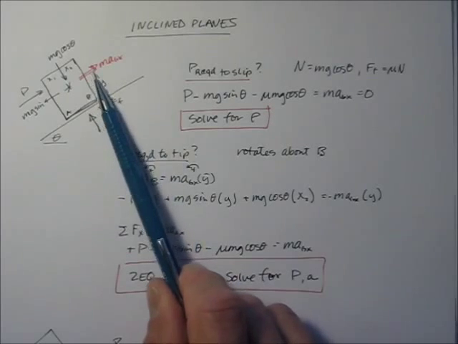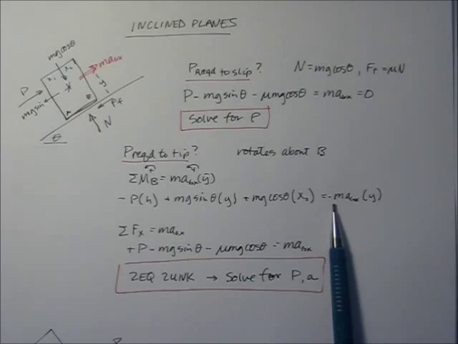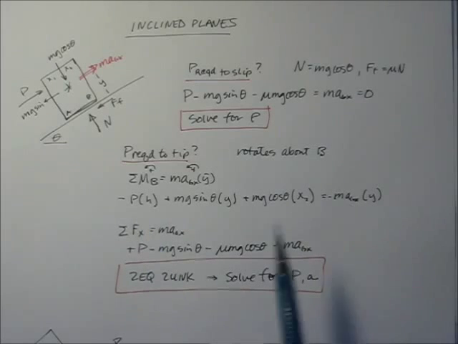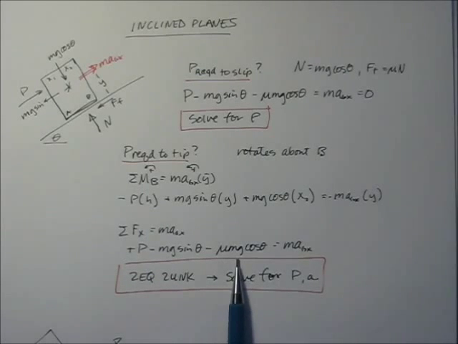Now that vector is going in that direction, which is going to be negative. Actually, we can't solve this for anything yet because we don't know the P required and we don't know the acceleration. So we're going to have to do a sum of the forces in the x direction. And we can see that P minus mg sine theta minus mu mg cosine theta is equal to m a_x. Two equations, two unknowns, and we can solve for both P and a.